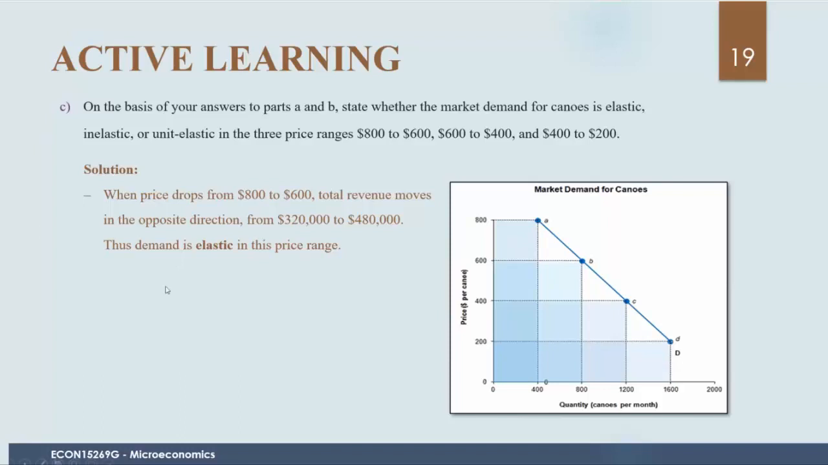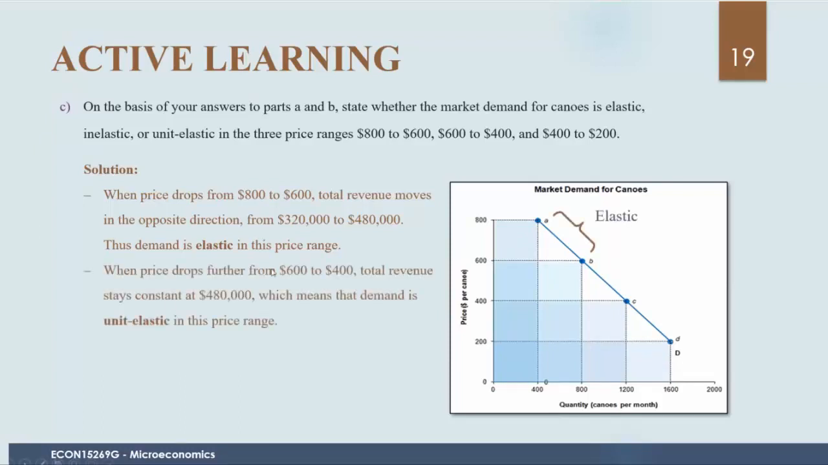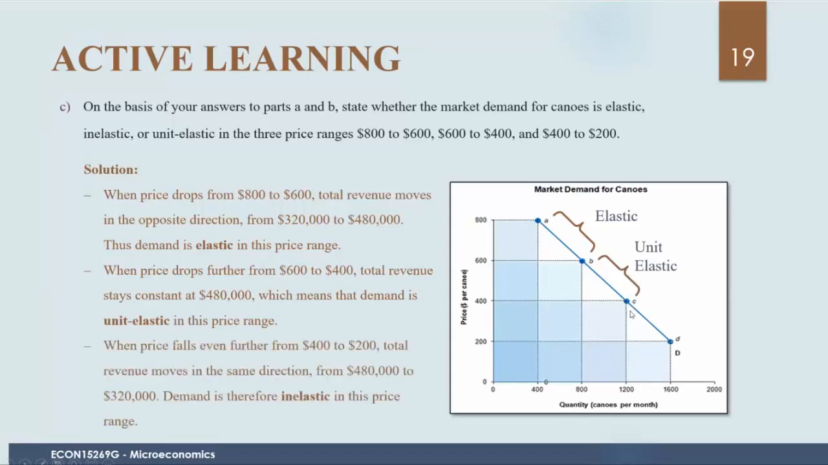Now, if we look at the range from 600 to 400, we find that total revenue stays constant. So we can say that this range is unit elastic. And if the price falls even further, from 400 to 200, what happens to total revenue? Well, from the previous slide, we know that it will fall. And so it would go from 480,000 to 320,000.